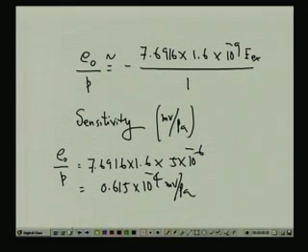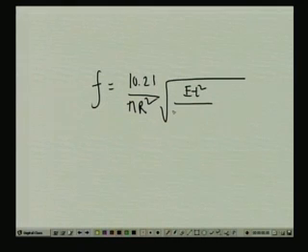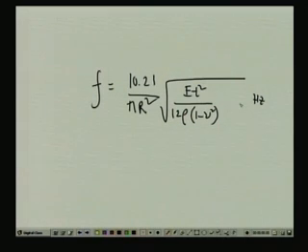Now, for the second part, we know the expression for the natural frequency F, 10.21 pi r square, r being the radius of the diaphragm, Et square upon 12 rho (1 minus nu square), this is in Hertz. So, if I put all the values, I will get 1308 Hertz, right.